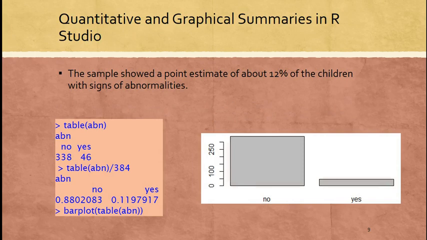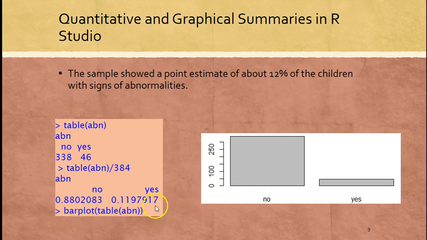As for the quantitative and graphical summaries, here I just went ahead and did the commands. If you use the table, parentheses, ABN, you'll find there are 338 children that had no signs of an abnormality, 46 of them, yes. If you run the same command but you divide by the sample size, 384, you can get the proportions of each. So you can see that 88% of the children did not have abnormalities. The other 12% did.